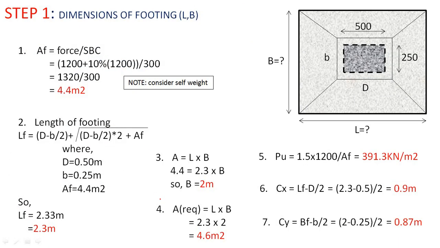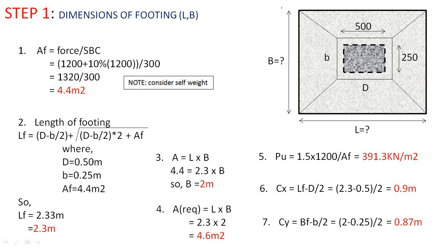So for the solution, the first step will be the design of footing. In the design of footing we will find the length and width of the footing, capital B and capital L. First we have to plot this figure as per the data. In our data, the b and D, which means the size of the column, is provided. So I have plotted the size of the column, and we have to find the capital B and capital L.